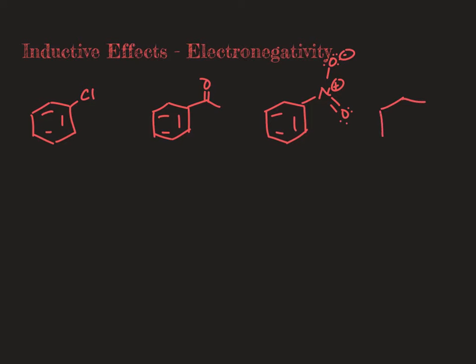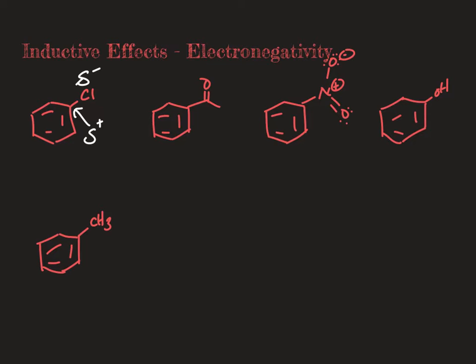Another common example would be a hydroxyl group. And then one more we will look at will be just an alkyl group, so something like a methyl. So to think about the inductive effects, we want to think about the electronegativity of these groups. So chlorine is electronegative. It's going to pull the electron density towards it, making it partially negative, and therefore the carbon that it's attached to will be partially positive.